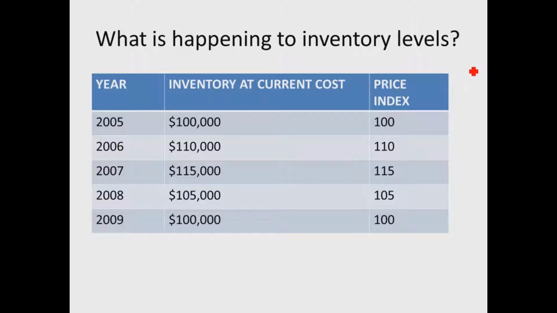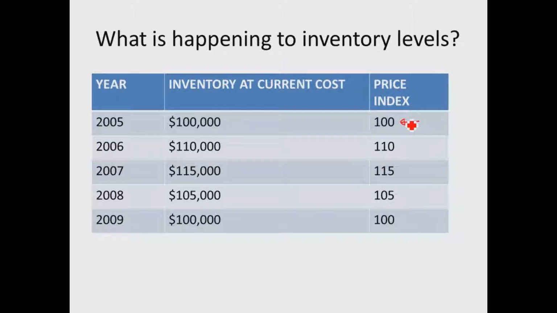Now, we're going to say 2005 is what we call the base year, the year in which we start and against which we compare all future prices. Okay? Now, the price index is therefore basically just 1, or this is 100%.